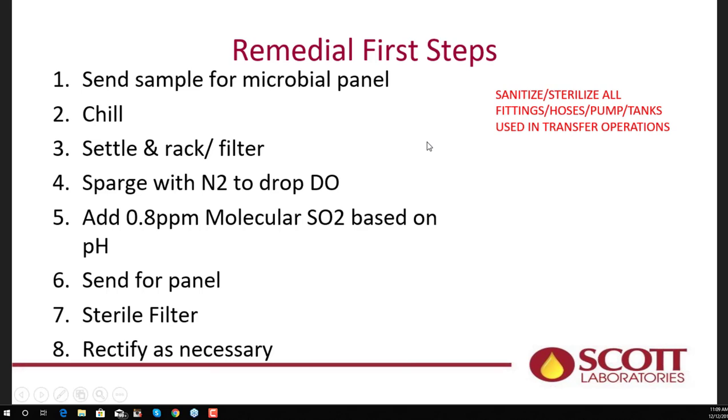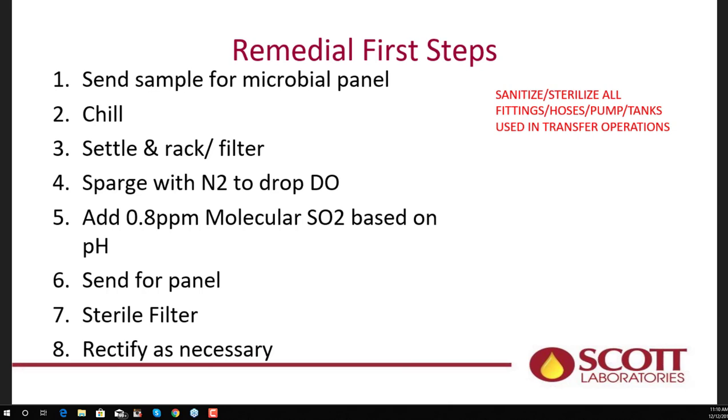So if you do have some sort of unwanted microbial growth, let's say Brettanomyces or Acetobacter or Lacto, one of the first things to do is identify what your problem is, because that's going to determine how you treat it downstream. So send it out for a microbial panel. You want to chill the wine as quickly as possible to limit further growth. That will also promote settling, so you can settle and rack. Ideally, you settle, rack, and filter, okay? And sparge the wine with nitrogen to drop the dissolved oxygen, and then add 0.8 part per million molecular SO2 based on your pH. Once you've done that, then you can send it back for a panel and look at what your population is at that point.